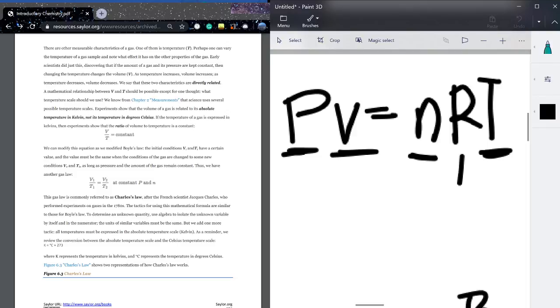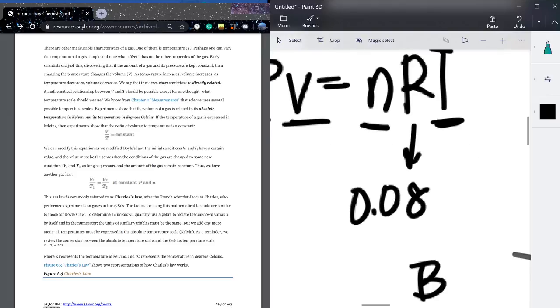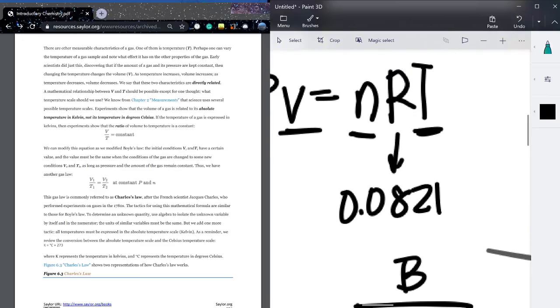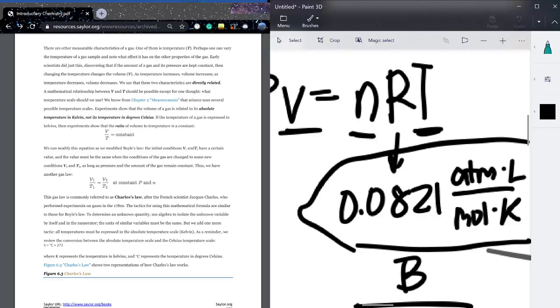And R is just going to be the ideal gas constant, which, in this particular equation, is 0.0821, and then you have all the units. In order to keep the units canceled, there's moles on the bottom, K on the bottom to accommodate moles and temperature, and then atm on the top times L. And those are going to be the units on the ideal gas constant.